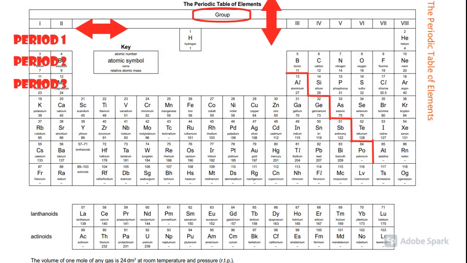Look at the columns numbered 1 to 8 in Roman numerals. The elements in these form families called groups. The rows are called periods. They are numbered 1 to 7. The number of occupied electron shells is equal to the period number. The red heavy zigzag line separates metals from nonmetals, with the nonmetals to the right, except for hydrogen.